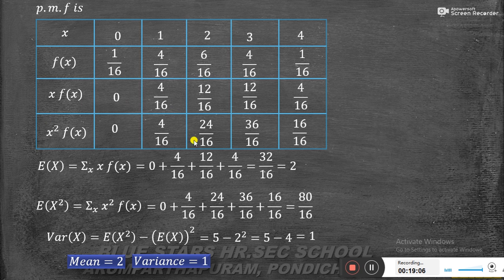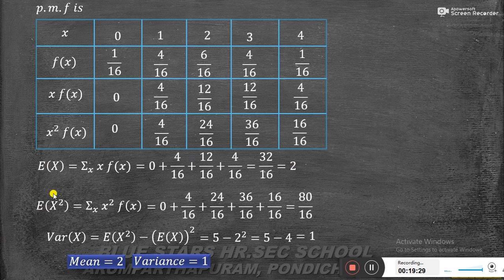That means 4 by 0, 4 by 16 plus 12 by 16. Here one value is missing, that means again 12 by 16 will come here. Plus 12 by 16 plus 4 by 16. You add it: 12 plus 12, 24. 24 plus 8, 32 by 16. 32 by 16 is 2. Therefore, mean equal to 2.